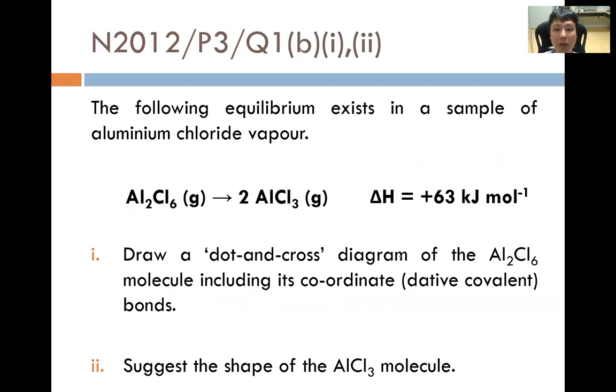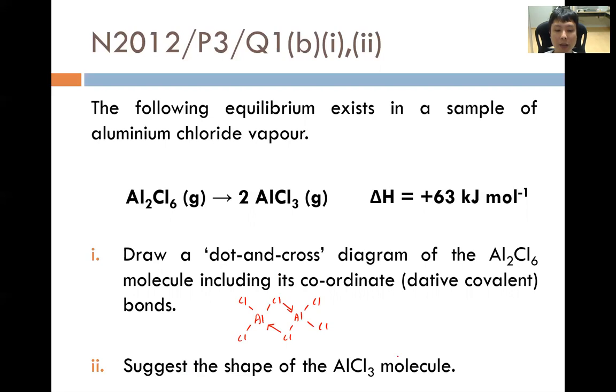Okay, so draw a dot and cross diagram of the Al2Cl6 molecule. So the Al2Cl6 molecule, I'm just going to draw this because it's an easy representation. I'm sure that you all can easily convert this into the dot and cross diagram. Okay, so like this, it's 2 AlCl3 molecules, and one of these is a dative covalent bond.